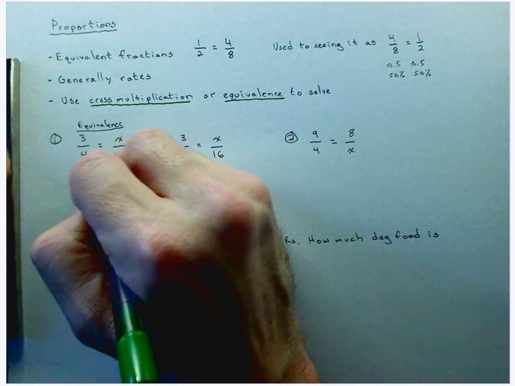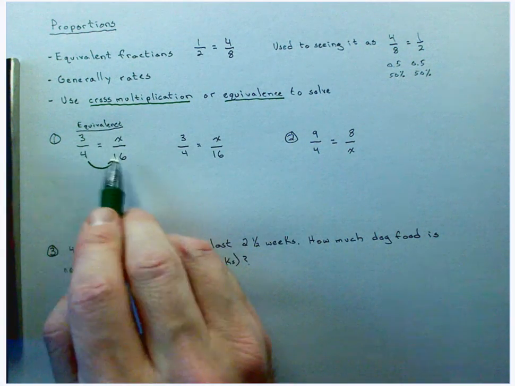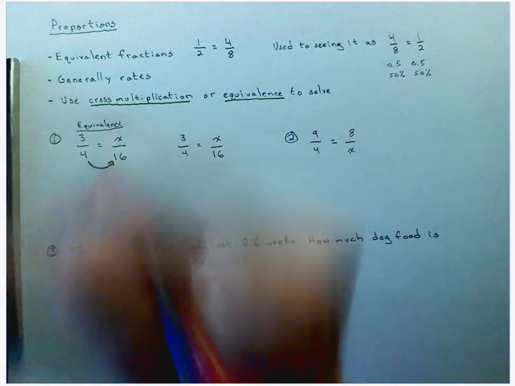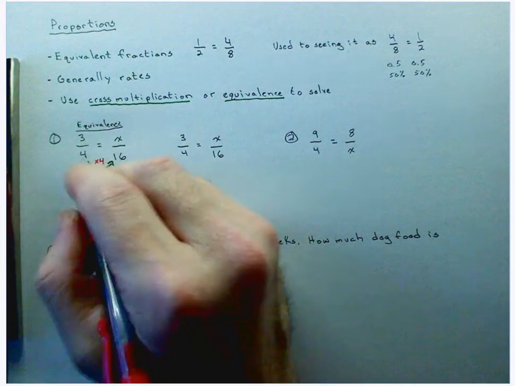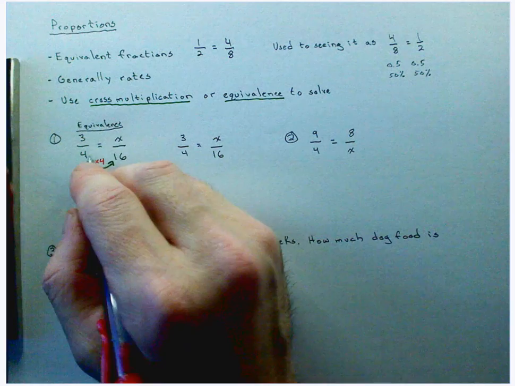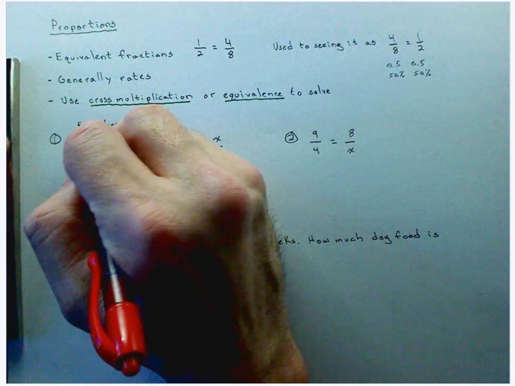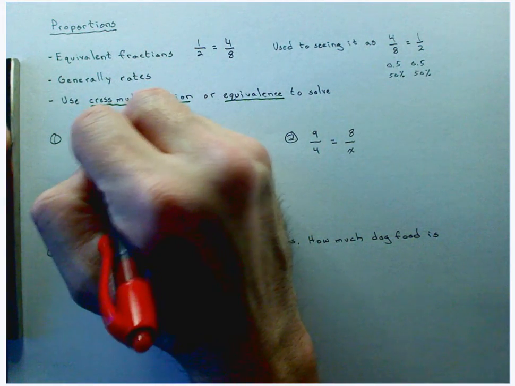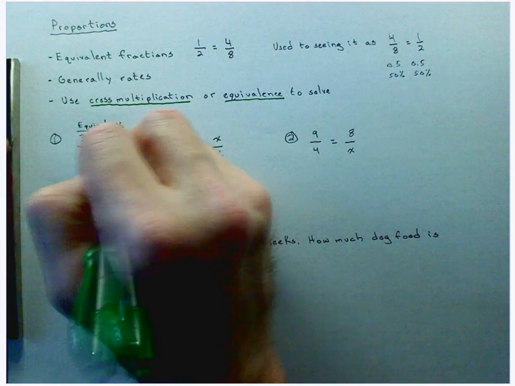So I can look at 4 and 16. How did I go from 4 to 16? What did I do to 4 to make it become 16? Well, I multiplied by 4, didn't I? And in math, whatever you do to one side, you have to do to the other. So if I multiplied by 4 down here, I have to multiply by 4 up there. And that is equivalence.